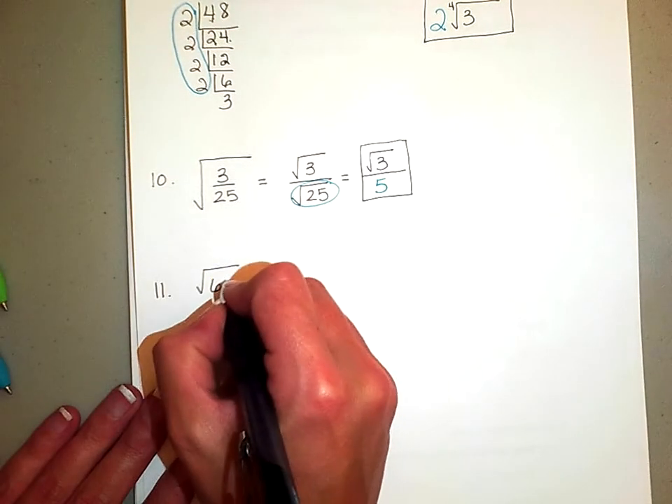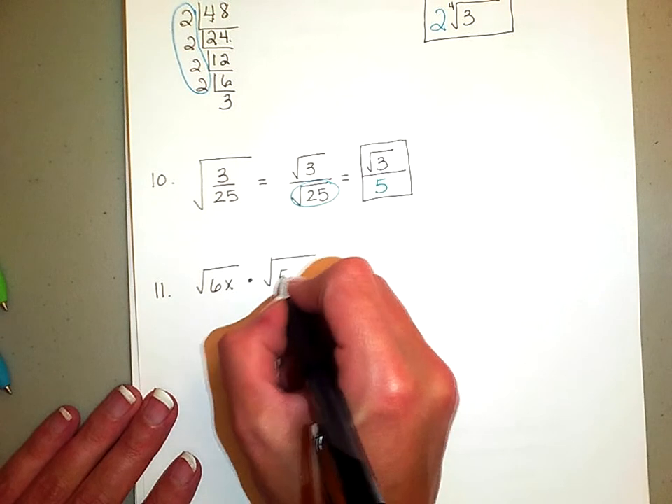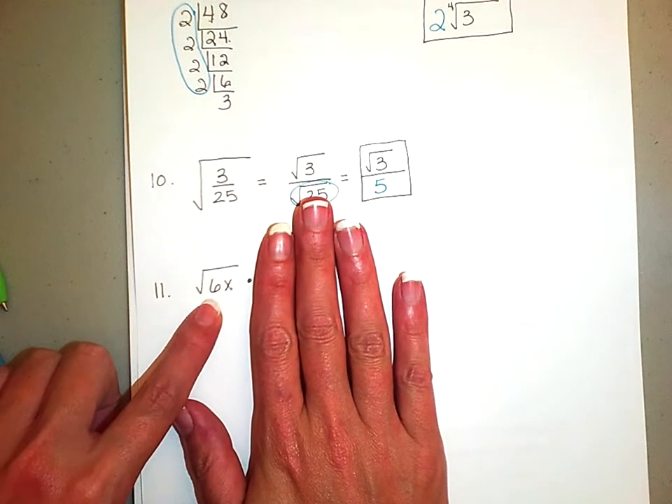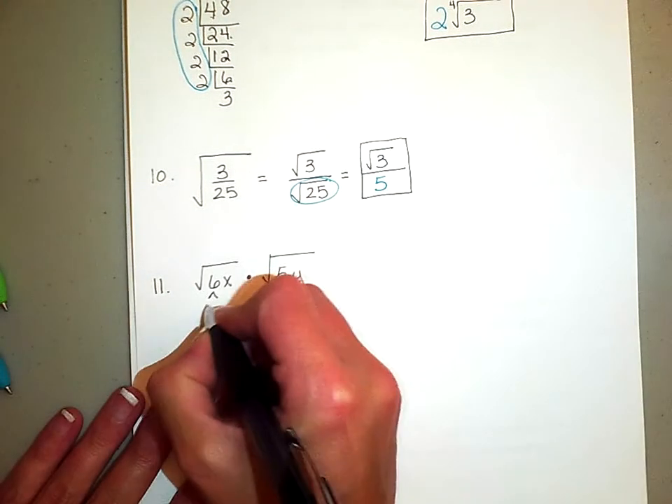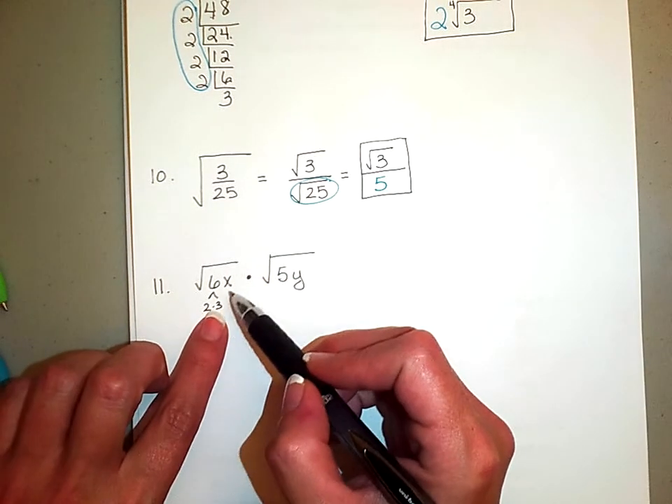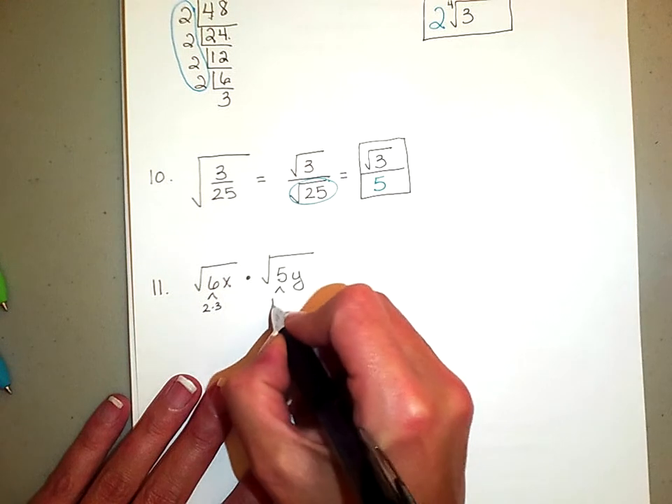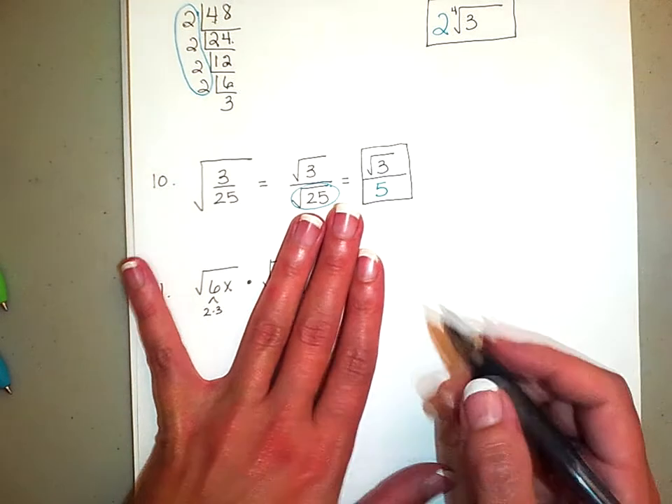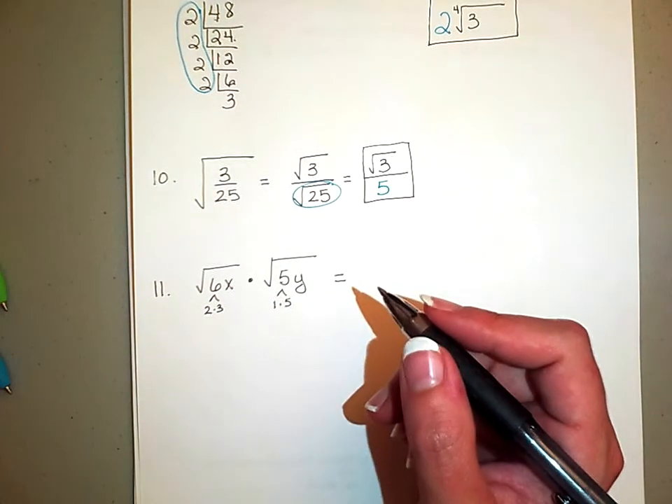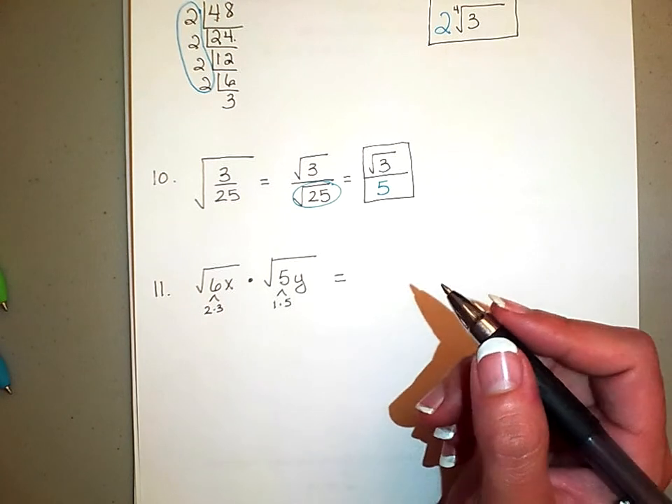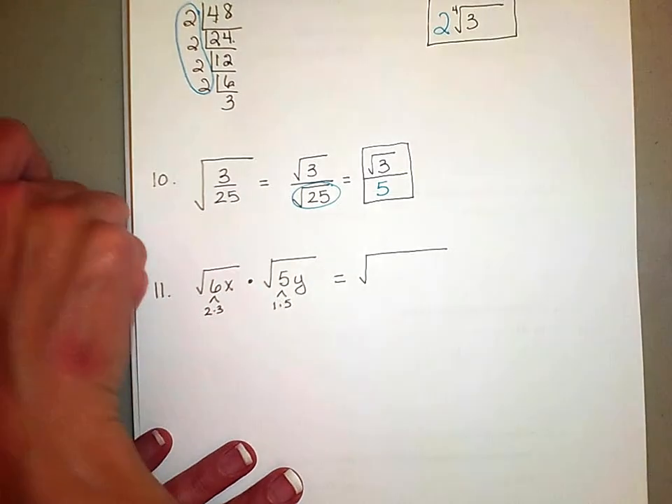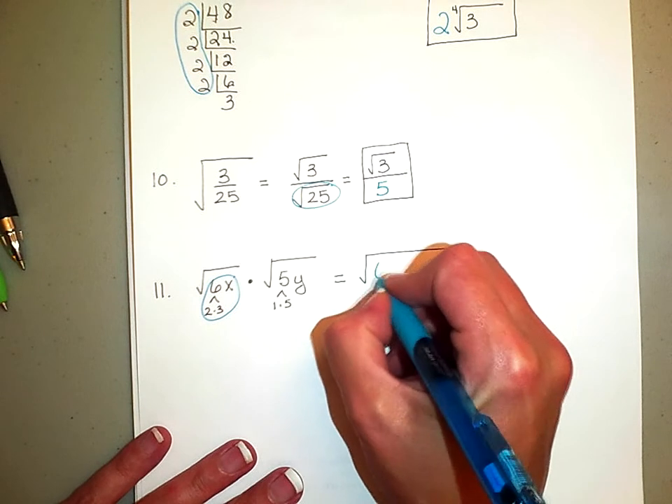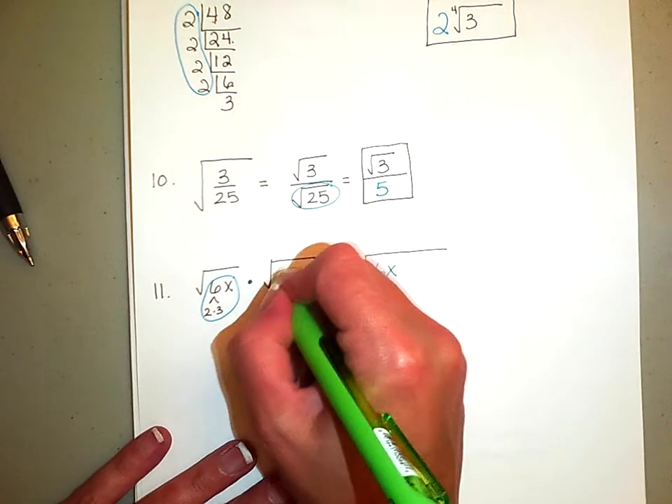In 11, we have the square root of 6x times the square root of 5y. And first we'd like to look, is there any way to simplify this? Well, 6 is 2 times 3. So there's no grouping of 2's. 5 is simply 1 and 5. So on their own, neither of these can be simplified. However, we could use our rule about multiplication and radicals. So we know that this becomes the square root of here 6x and here times 5y.